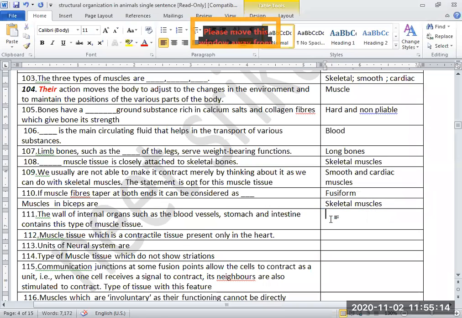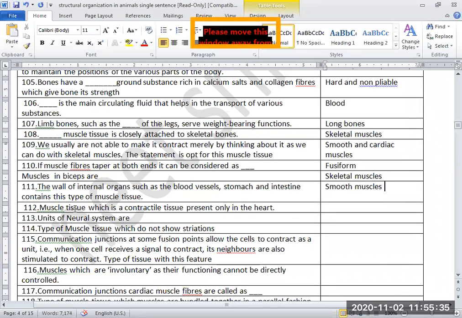The wall of internal organs such as the blood vessel, stomach, and intestine contain this type of muscle tissue. Smooth muscle. Very good. Smooth muscles.